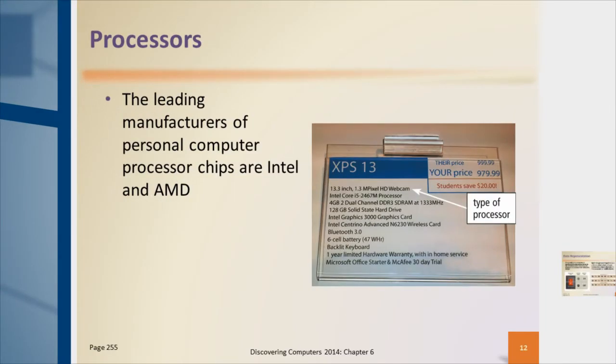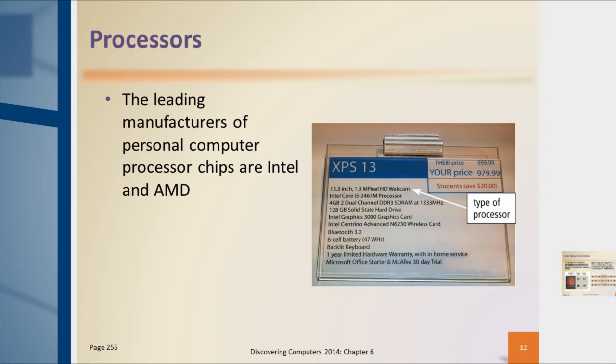Who makes these CPUs or processors? Well, the leading manufacturers are Intel and AMD. There are other manufacturers out there as well, but these are the big players in the CPU market. I think it's interesting, the little image there. They're actually pointing at the webcam when they say type of processor, but just below that, they talk about the Intel Core i5 processor. This allows you to start to gather some information about what kind of system it is that I'm looking at. Am I paying too much?